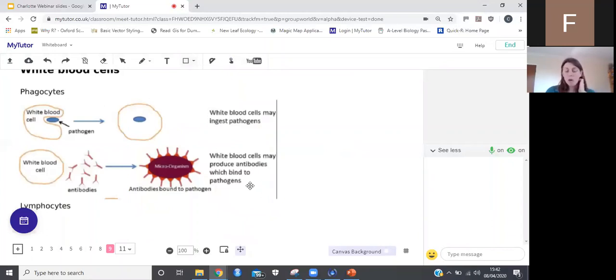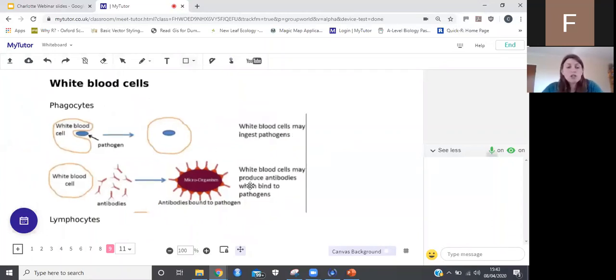Okay, then we have white blood cells. There are 2 types of white blood cell that you need to know about, phagocytes and lymphocytes. So phagocytes are the cool white blood cells that engulf pathogens. You can see this pathogen here in the blue. The white blood cell comes along, sends part of itself around the pathogen and then engulfs it and ingests it and then digests it and breaks it down. So they're really good at recognizing pathogens, engulfing them, digesting them.